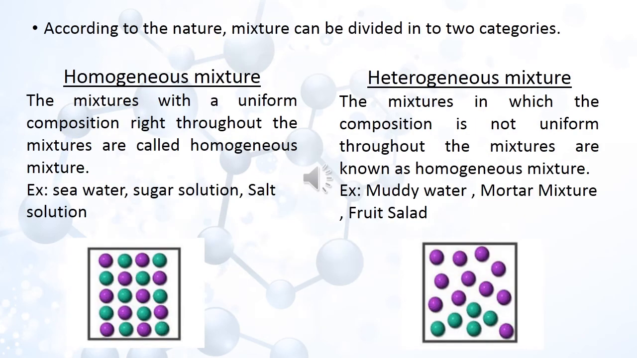Mixtures are of two kinds: homogeneous mixtures and heterogeneous mixtures. What are homogeneous mixtures? The mixtures with a uniform composition right throughout the mixture. That means the constituents are equally distributed throughout the mixture. Let's take an example. We'll take orange juice.